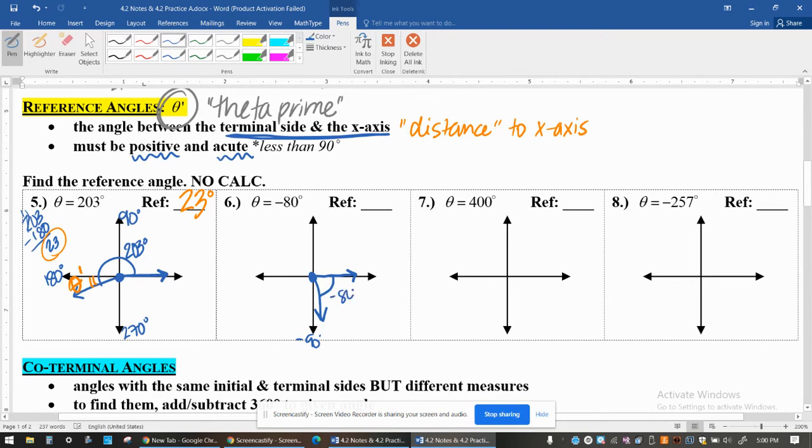So this is a negative 180. Now, the terminal side to the x-axis, it always makes two angles, okay? So there's from the terminal side to the x-axis this way, and from the terminal side to the x-axis this way. We want the smaller angle. So essentially, you're trying to figure out how far the terminal side is from the x-axis. Well, your answer cannot be negative.